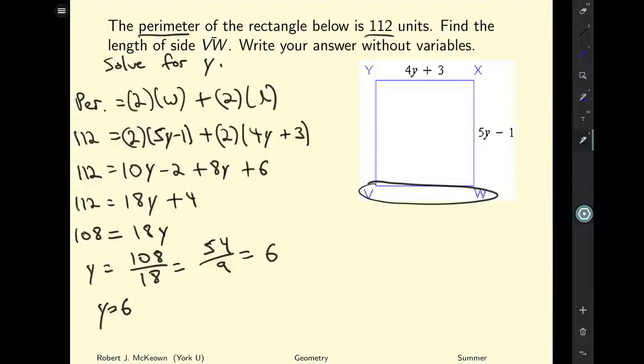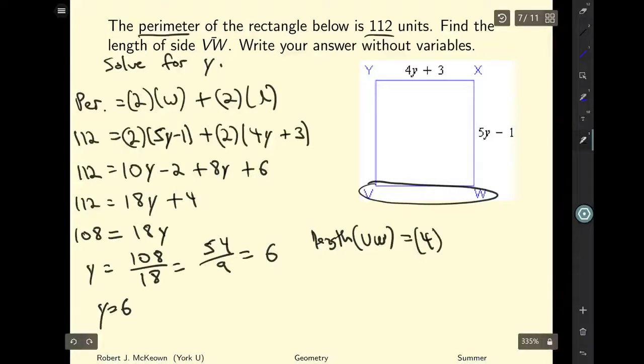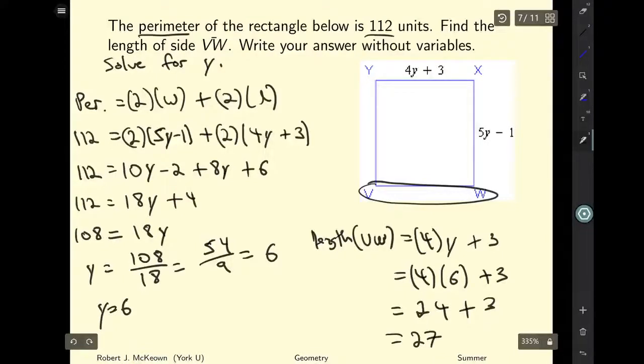Now, what's the length of VW? It's going to be equal to 4y plus 3, which means it must be equal to 4 times 6 plus 3, which means it's equal to 24 plus 3, or 27. So the length of the side VW is equal to 27.